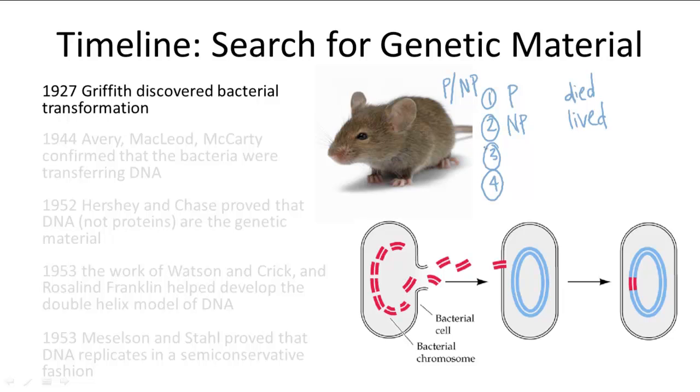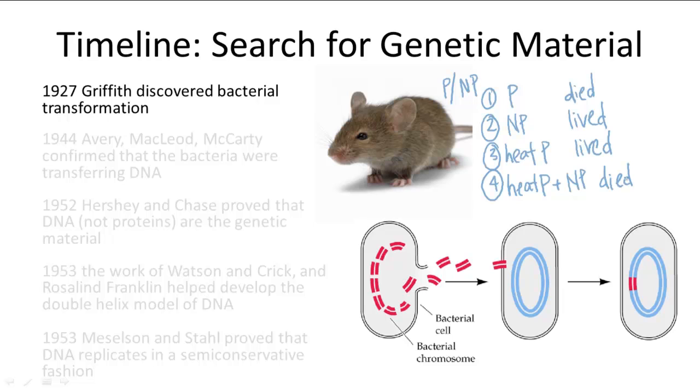In the third experiment, he heated up the pathogenic strain, which effectively killed the pathogenic bacteria, and injected it into the mice. All lived. The fourth is the most interesting. He took this heated pathogenic strain, the dead pathogenic strain, mixed it with non-pathogenic live bacterial cells, and injected it into the mice together, and the mice died.